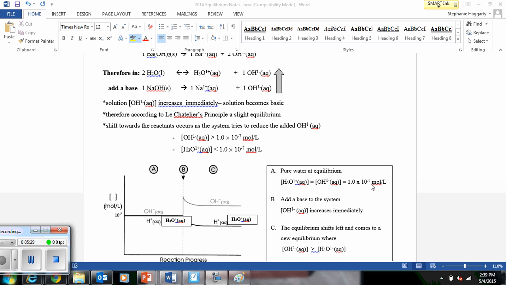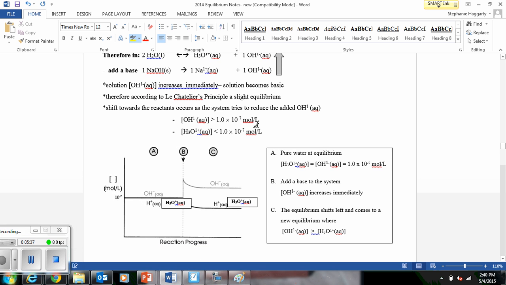and the concentrations are both 1.0 times 10 to the minus 7 moles per liter at equilibrium. Here's a graph that shows what this reaction would look like if we were to add a stress to the system. If I were to add some NaOH, for example, to pure water, that means I'm increasing the amount of hydroxide in solution. So if the hydroxide amount increases, the solution is going to become basic. The equilibrium will adjust to form a new equilibrium, but now my OH minus concentration is higher than H3O+. So they're no longer equivalent because there's more hydroxide than hydronium.